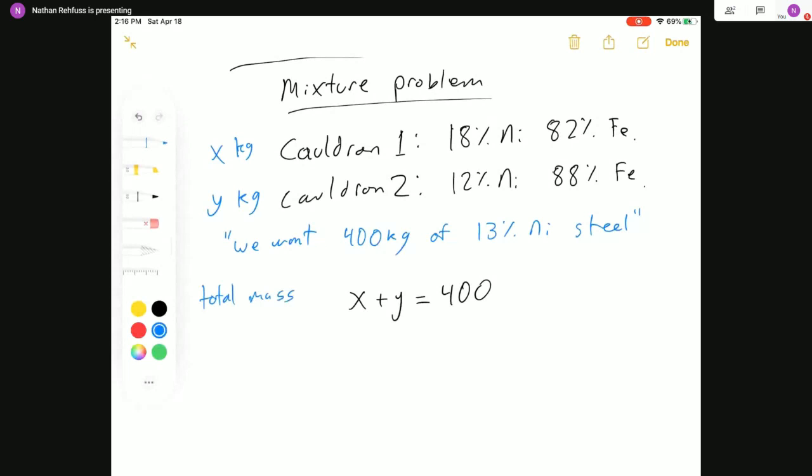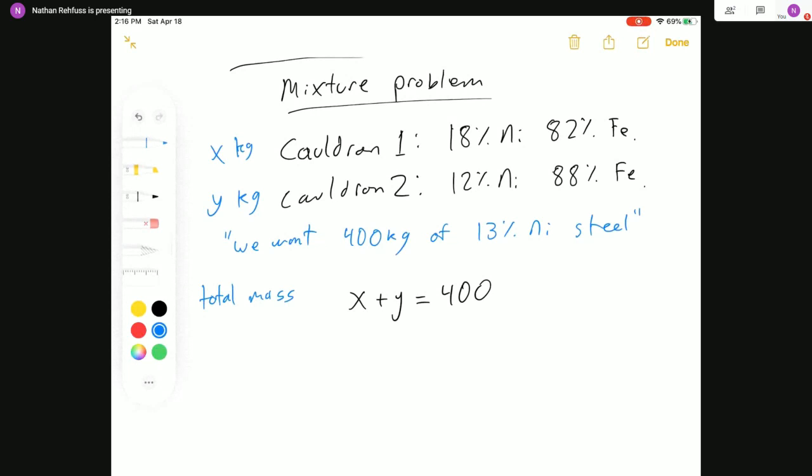Almost every mixture problem is going to have one equation for total mass, and that'll be the easy one to set up. So the mass of the metal we take from Cauldron 1 plus the mass of the metal we take from Cauldron 2 altogether must be 400 kilograms, because that's how much the customer ordered. And if I use any more than that, the boss is going to be mad at me for wasting material. So I want exactly 400.